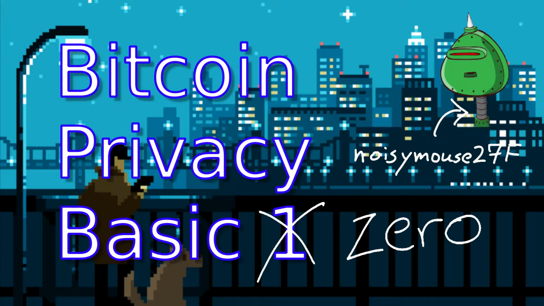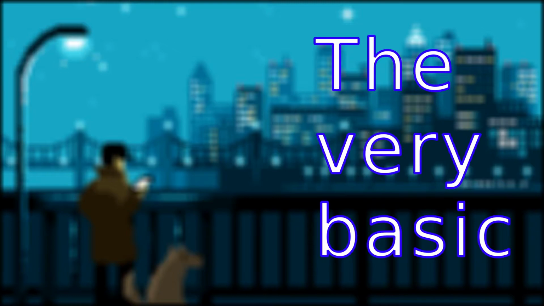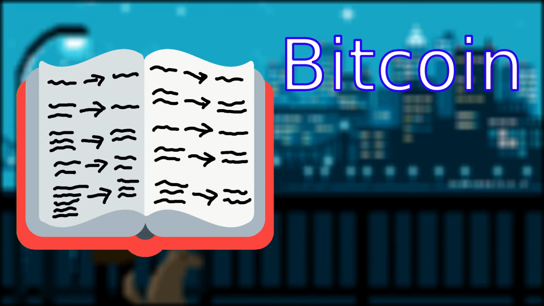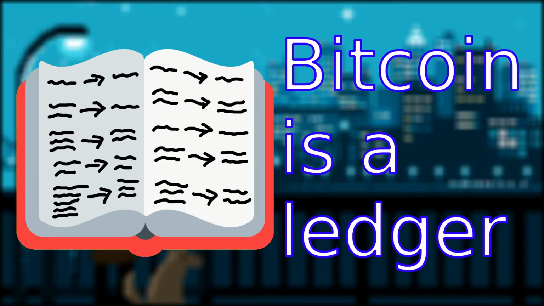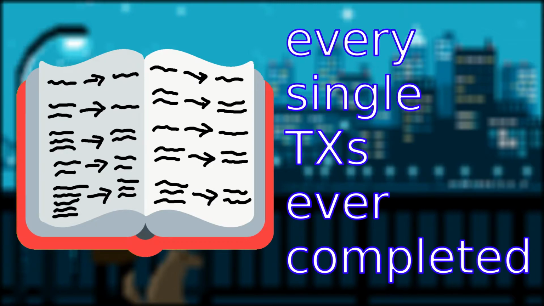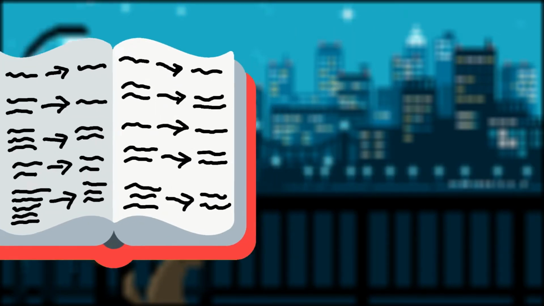Before we begin exploring Bitcoin privacy, let's start with some very basic concepts. What is Bitcoin? Bitcoin is a ledger that is completely public and transparent. It contains records of every transaction ever completed on the network. Let's take a look at a very simple transaction as our first example.